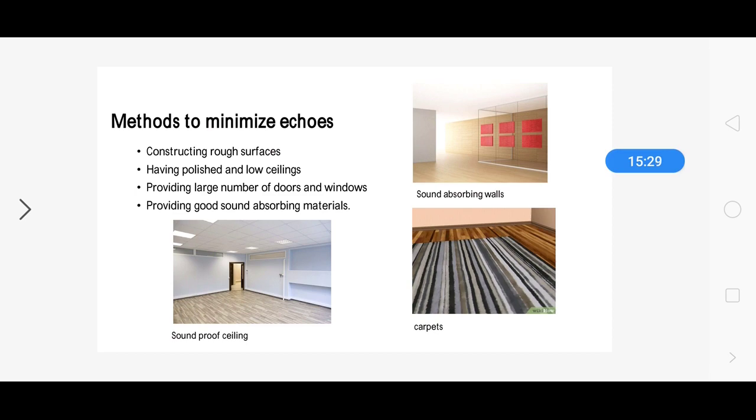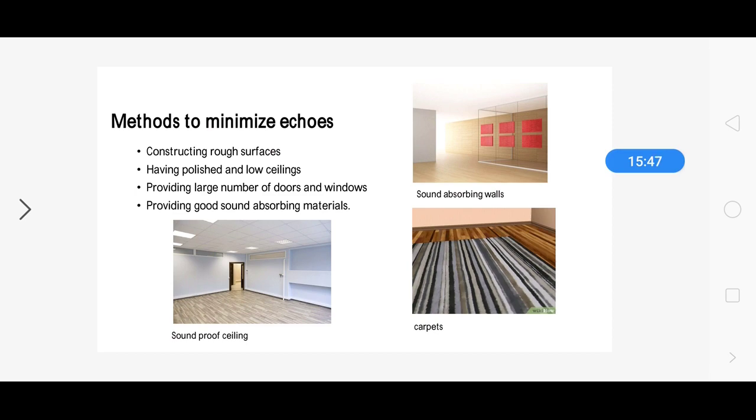And the third one is providing a large number of doors and windows. If we provide a large number of doors and windows, much of the intensity of the sound wave will go outside.